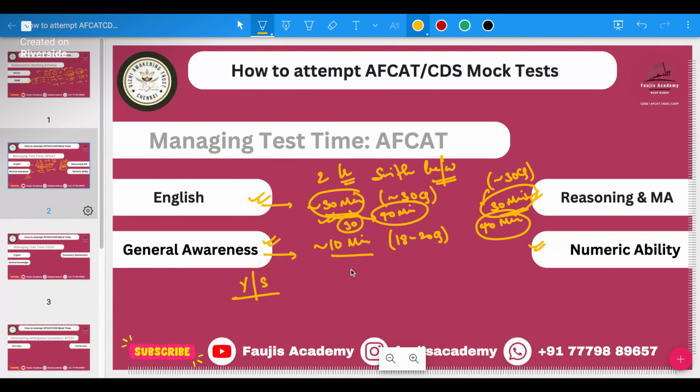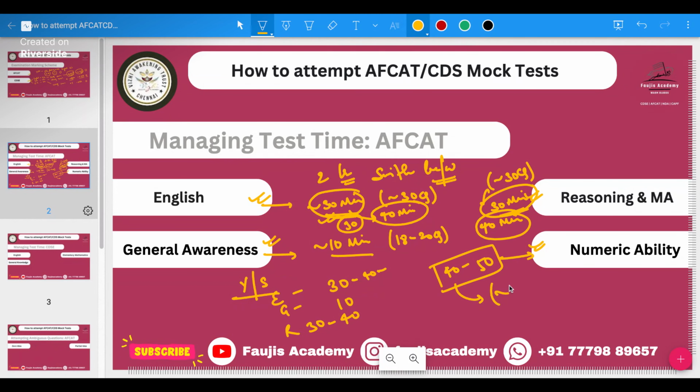Okay, so how much is remaining? Let's say you give English 30 minutes, general awareness 10 minutes, and reasoning 40 minutes. So in that case, let's say 30 to 40 minutes for reasoning, English 30 to 40 minutes over here, and 10 minutes over here for your GK, right? So in that case, how much is that? 3 6 7, okay, close to 50, so 40 to 50 minutes you will be left for the numeric ability part, right?